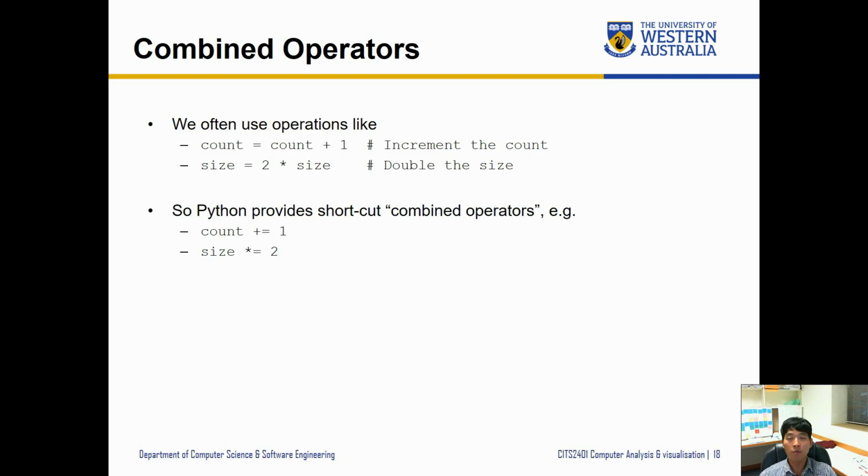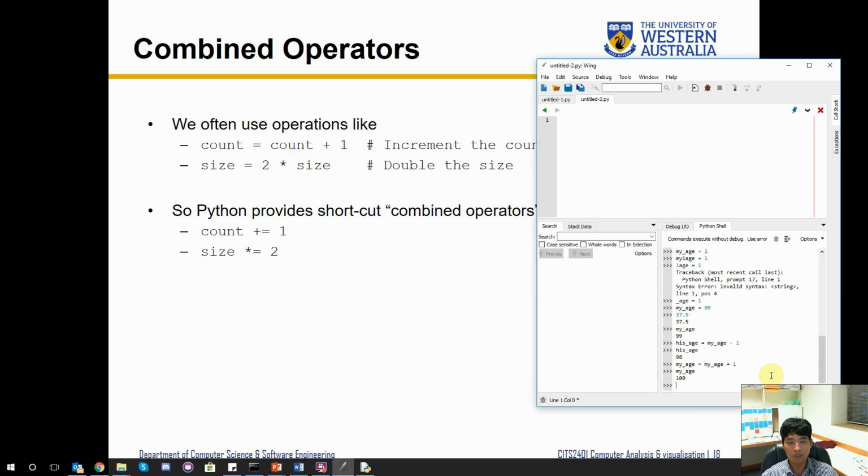Moreover, we can combine operators. So we often use operations like count equals count plus 1, or size equals 2 times the size. Essentially, count equals count plus 1 is incrementing by 1, and size equals 2 times the size is doubling the current value of the size. And Python allows you to combine these. For example, count equals 1. So if I type count, I have 1. Count equals count plus 1. Then now it becomes 2. If I run this again, count is 3.